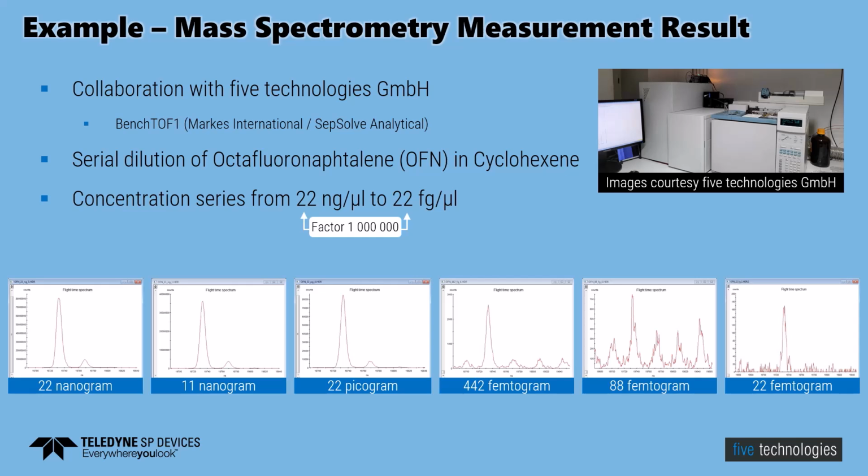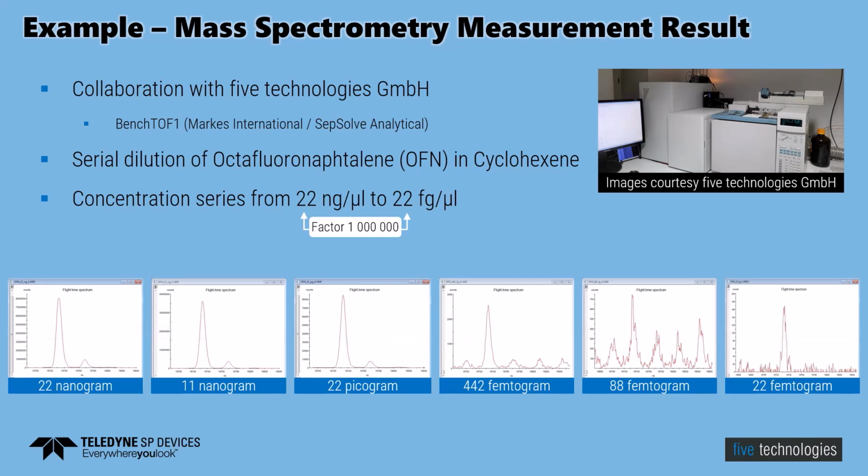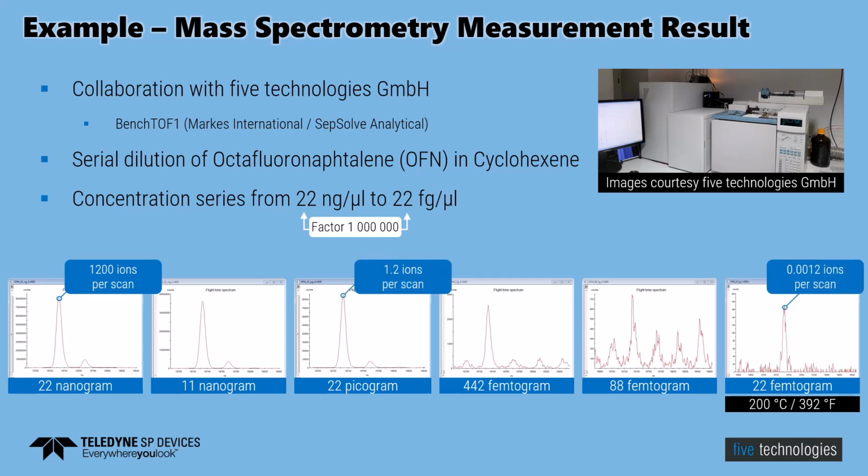The measurements presented here were obtained using 5,000 scans per mass spectrum, but at 260 degrees Celsius source temperature, the performance at the lowest concentration level was limited by the chemical background noise, and we therefore lowered the ion source temperature to 200 degrees Celsius or 392 degrees Fahrenheit. The OFN peaks are clearly visible at all concentration levels, including 22 femtograms per microliter, shown bottom right.